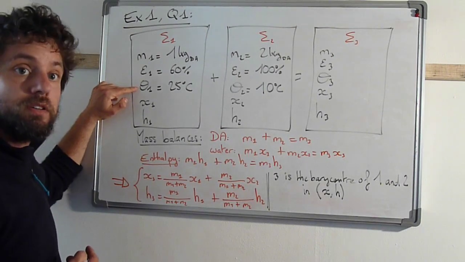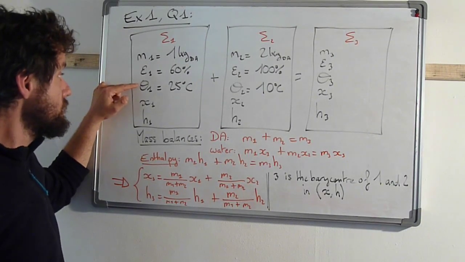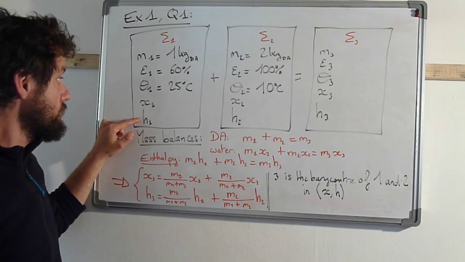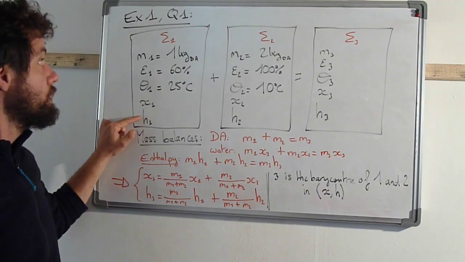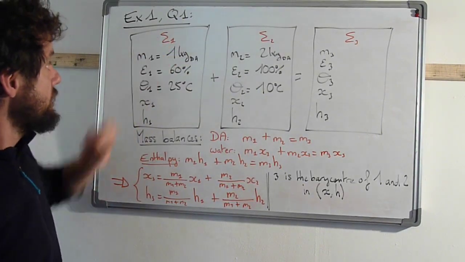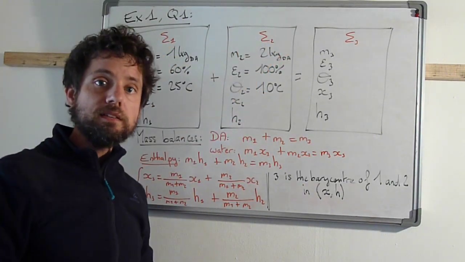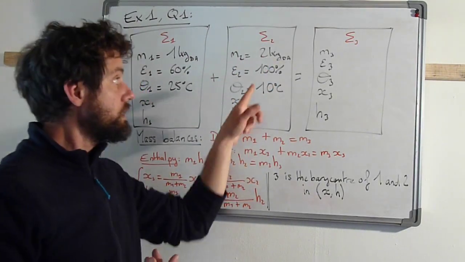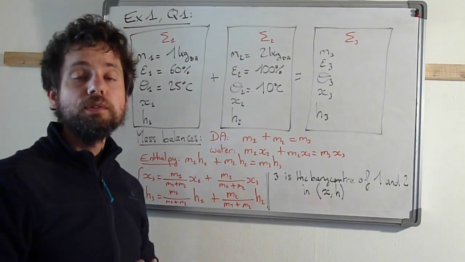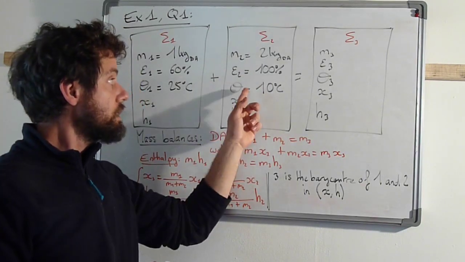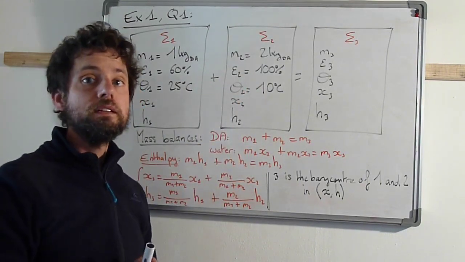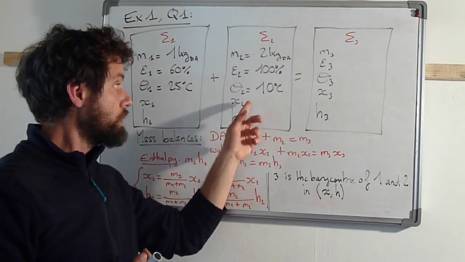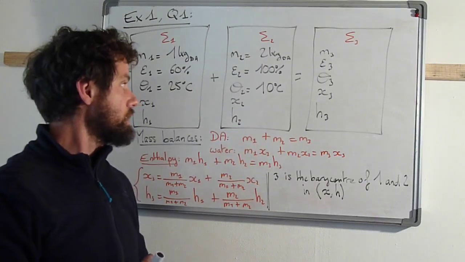Then we know the temperature, that is 25 degrees Celsius, and we know that we can read on the diagram the moisture content and the specific enthalpy of this air. Then this mass of air is mixed with the second mass of air of 2 kilograms of dry air. We know that it's saturated, so the relative humidity is 100%. The temperature is now 10 degrees, and we could read on a diagram also the moisture content and the specific enthalpy.